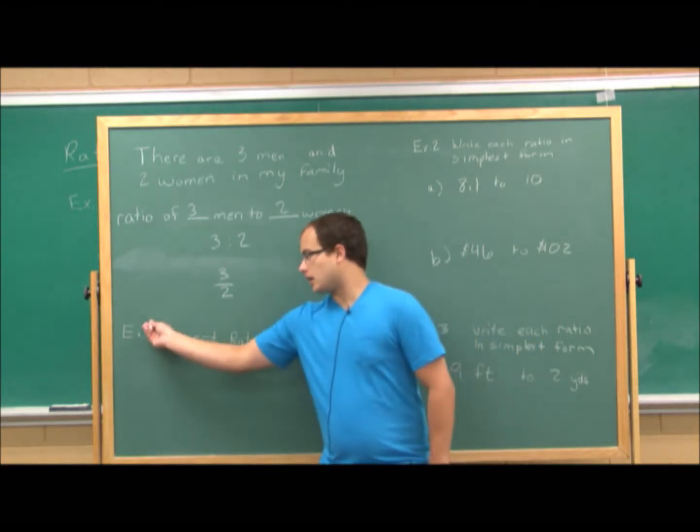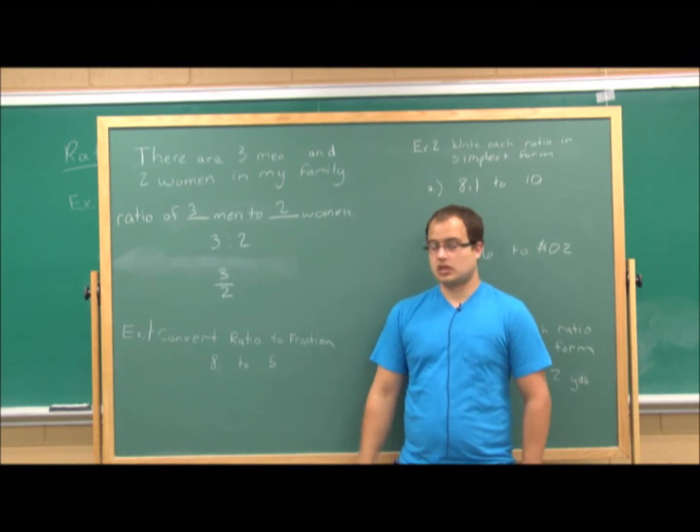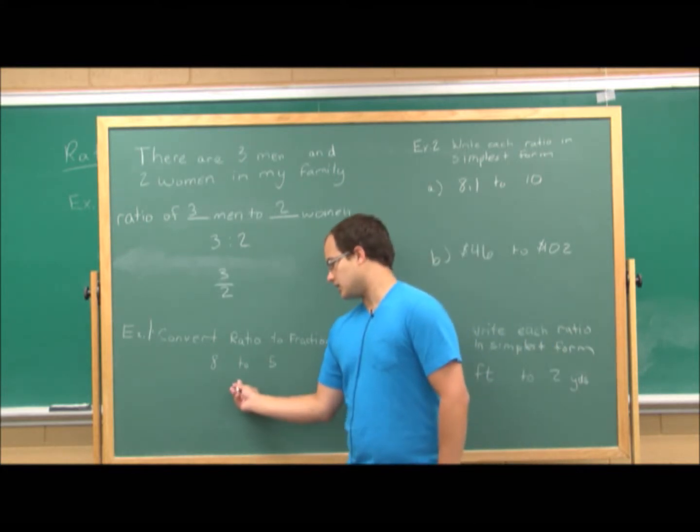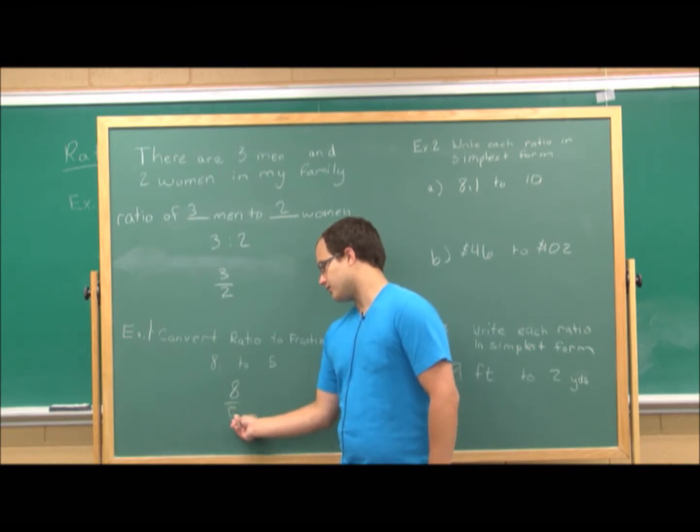So for example 1, convert the ratio to a fraction. So all you do is you take 8 over 5.